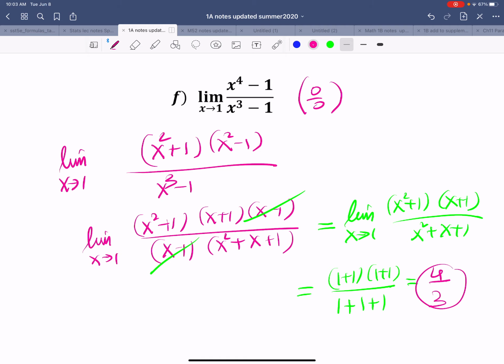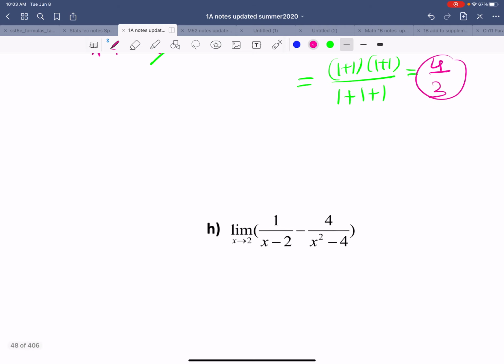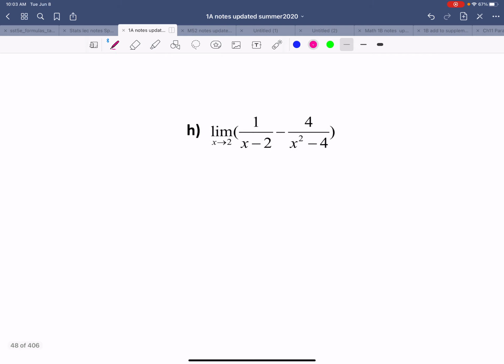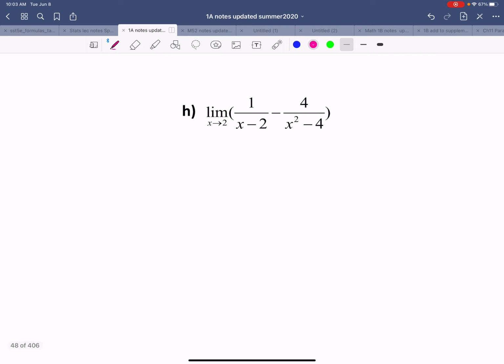Okay. Now we are going to look at part H. 1 over x minus 2 minus 4 over x squared minus 4. Again, when x is approaching 2, I have 1 over 0 minus 4 over 0, which is infinity minus infinity, an indeterminate form. So that means I need to do more. Limit as x approaches 2. I need to do some algebra techniques.